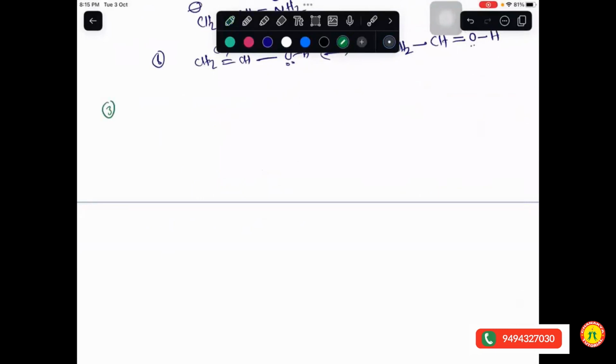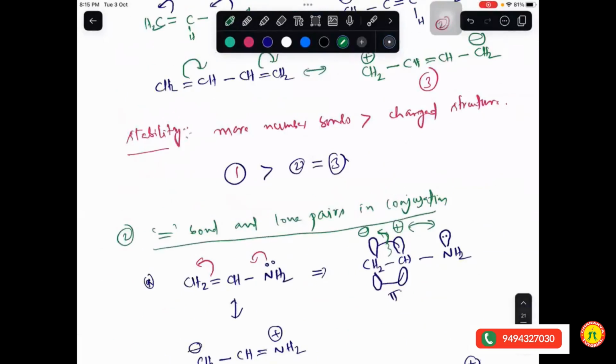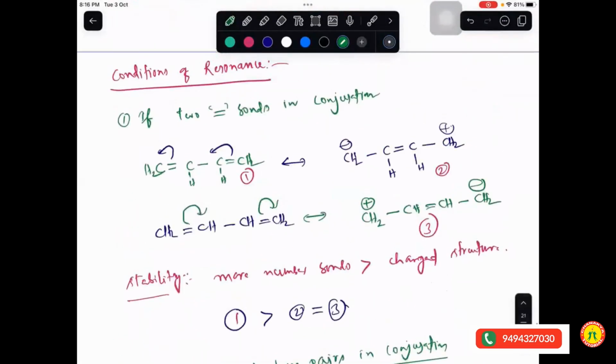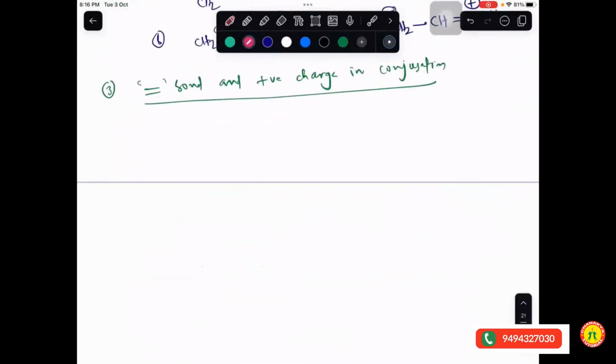Third one: when a positive charge and a double bond are in conjugation. Positive charge in the conjugation. Here I am giving one molecule. Suppose CH2 double bond here CH, and here CH2 plus is there.